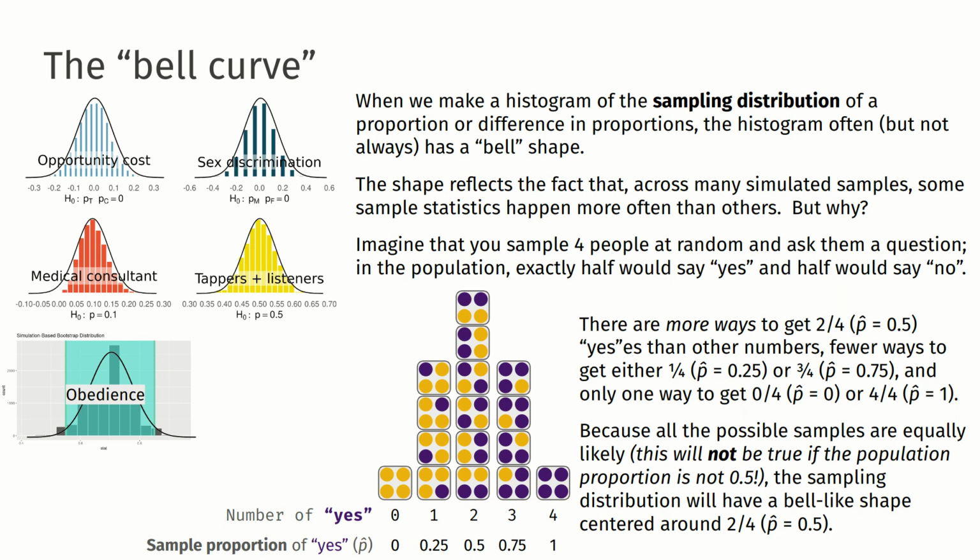And what we can see from this is that there are more ways to get 2 out of 4 yeses than any of the other numbers. Fewer ways to get either 1/4 or 3/4 yeses, and only 1 way to get either 0 or 1, the proportion of yes responses.